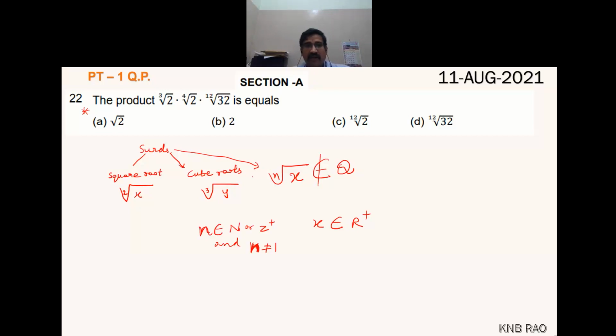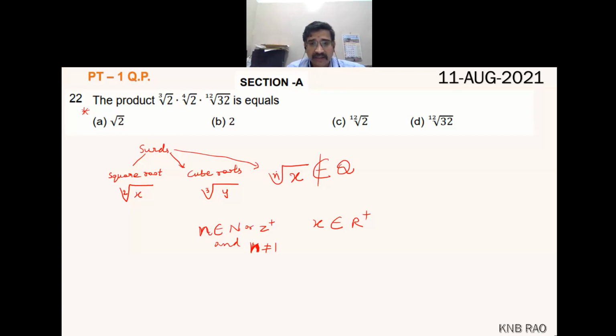The definition and all comes in standard books, and in fact it was there earlier when we were studying in 9th standard. Surds is a very important concept when it comes to any entrance exam such as UPSC, NDA, or any entrance exam which you take after 11th or after 12th.